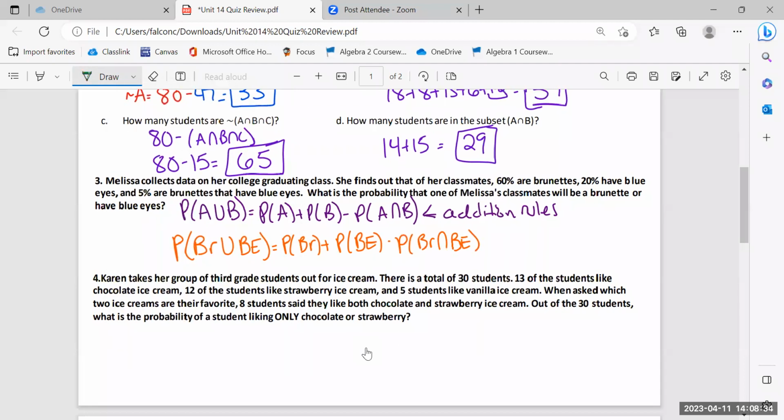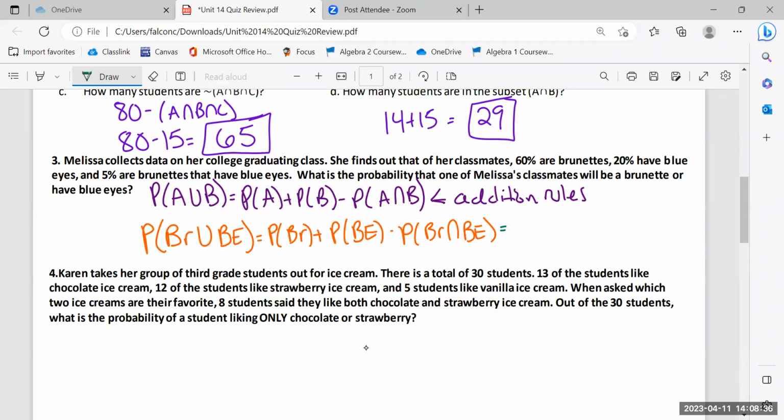They give us percentages, and we always want to write our probability as a decimal, not as a percent. They tell us in the problem that 60% of them are brunettes. So that's going to be 0.6 as a decimal. Then the probability of them having blue eyes is 20%. That would be 0.2. And then they say 5% are brunette that have blue eyes. So they're brunette and also have blue eyes at the same time. That's the intersection. So we're going to minus 5%, which would be 0.05.